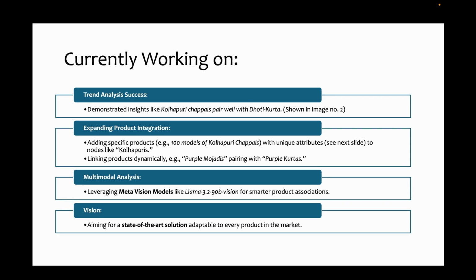We are also trying to improve this project. We are trying to add project-specific nodes. For example, we will add 100 models of Kolhapuri chappals in the parameters of the Kolhapuri chappals node, and all of them will have unique attributes. For example, purple mojaris or purple Kolhapuri chappals will pair very well with purple colored kurtas, and we will have a product-to-product based node, which will be a more end-to-end solution and more apt for the market. That will be the USP of our project because there is no current solution available in that domain. It will really be a state-of-the-art solution.